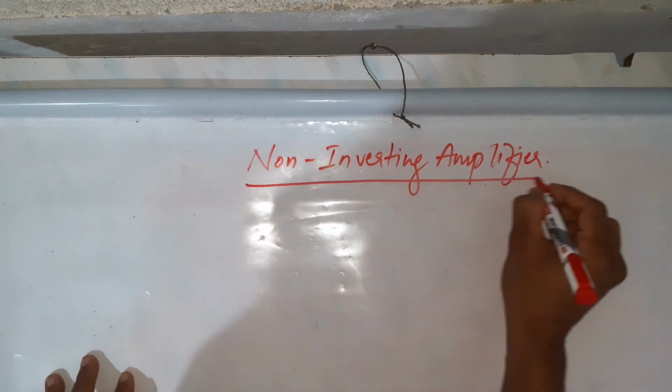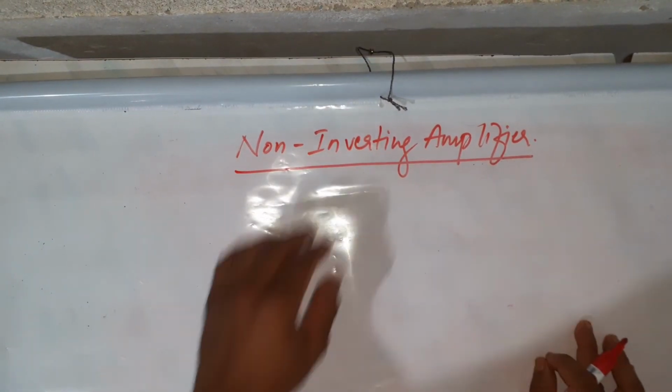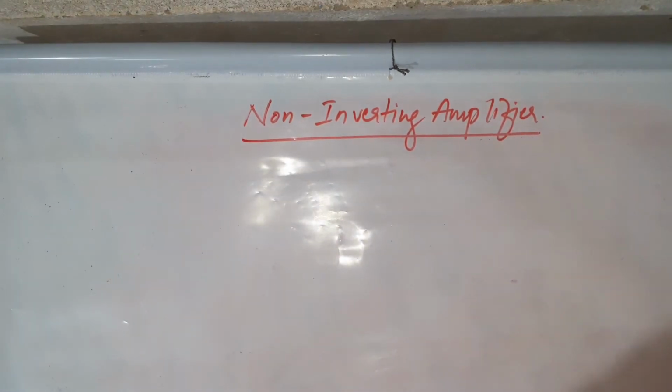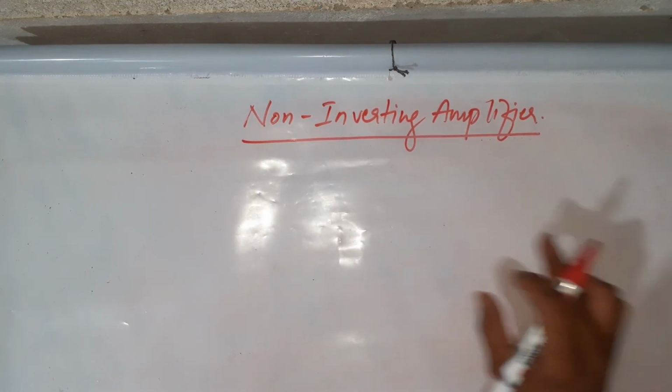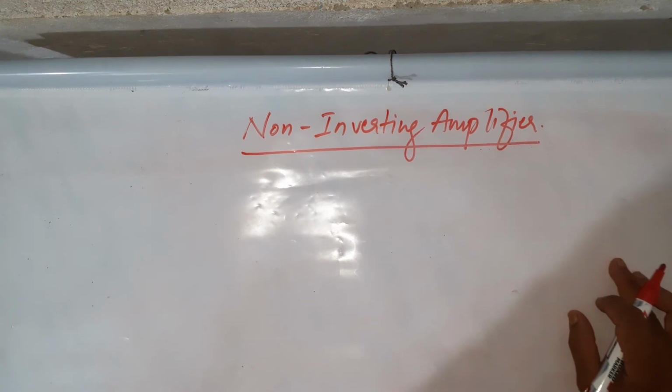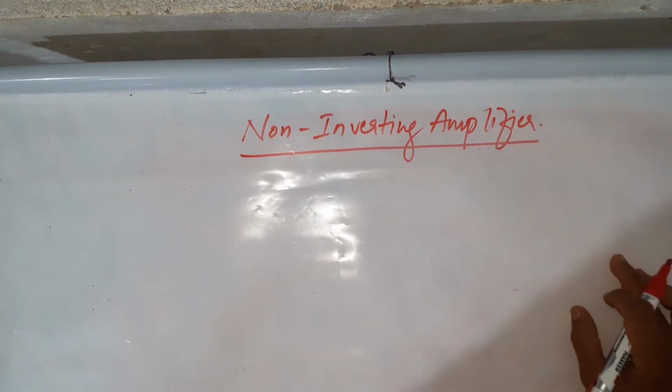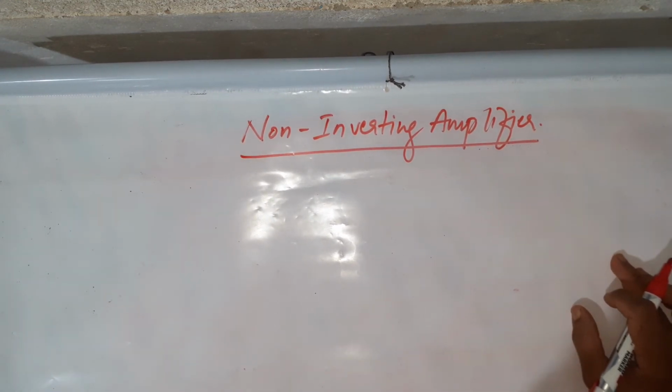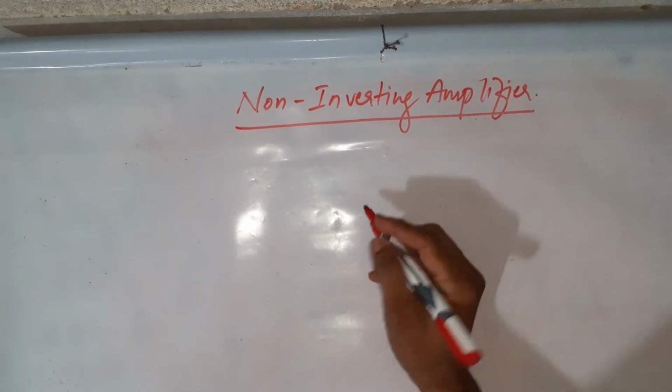Remember, all these are in open loop configurations. We are not going to learn this open loop configuration in very much detail. We will be learning only negative feedback connected configurations in detail, because they have their own advantages. We'll see that in upcoming class. Okay. So let me draw the non-inverting amplifier.